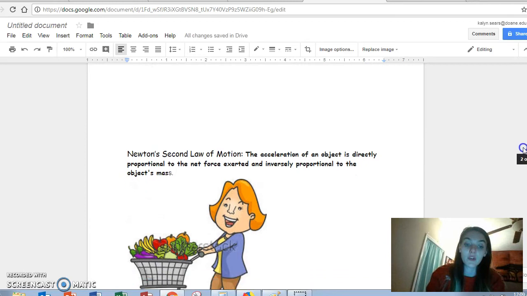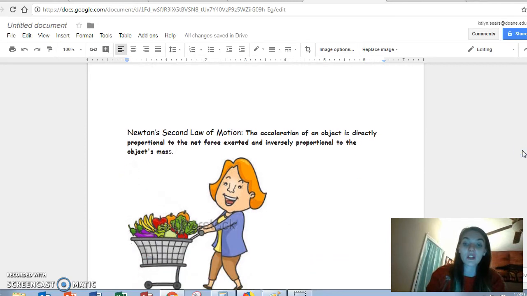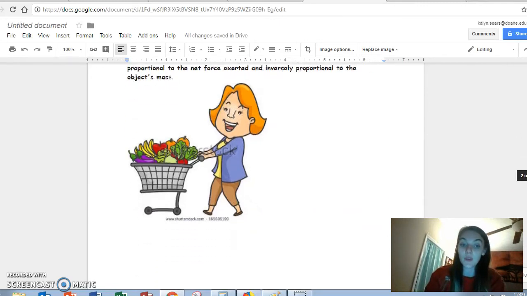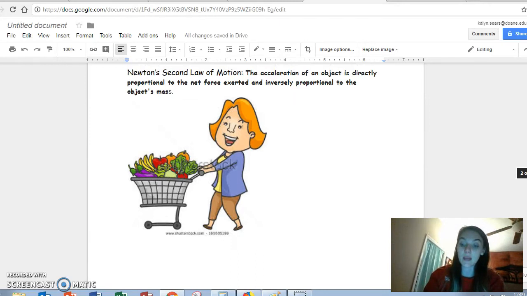For the second law of motion, the acceleration of an object is directly proportional to the net force exerted and inversely proportional to the object's mass. So this means that when somebody is pushing a shopping cart, if the shopping cart is empty, it's going to be a lot easier to push because you're not going to be exerting so much force onto the object. It's going to move a lot easier. Whereas if the cart is full, you'll be pushing harder because it weighs more. The amount of force exerted has a lot to do with the weight and mass of the object.